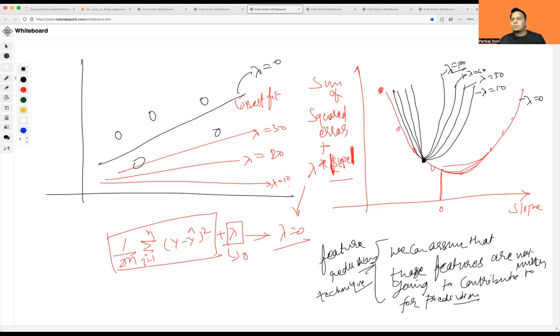So we will run the lasso algorithm, and once we get the coefficients, there could be some features which are exactly set to 0, and we can remove that feature from the prediction while running it. So that is the main difference between lasso and ridge.